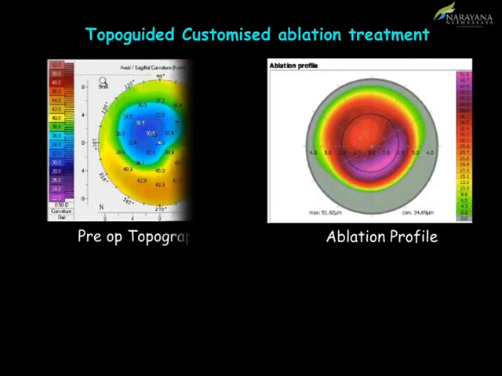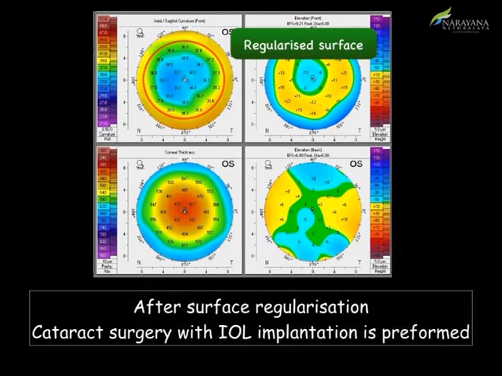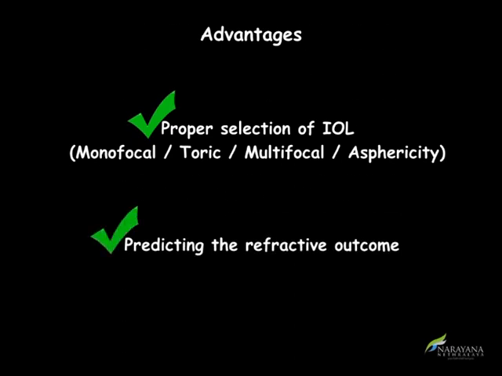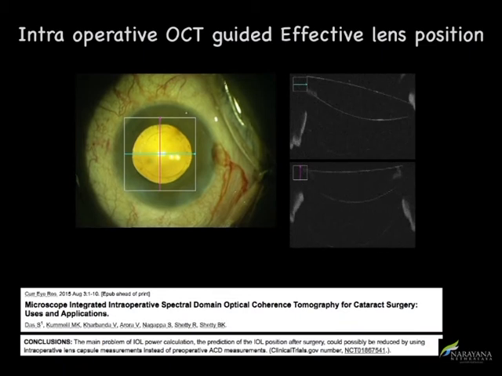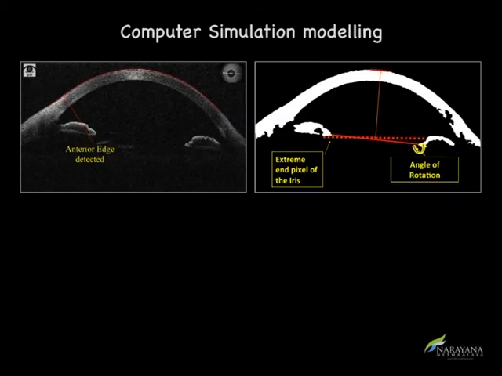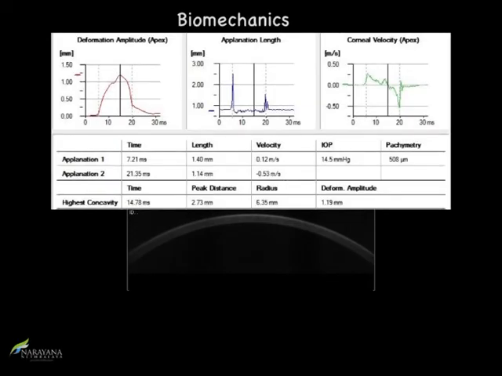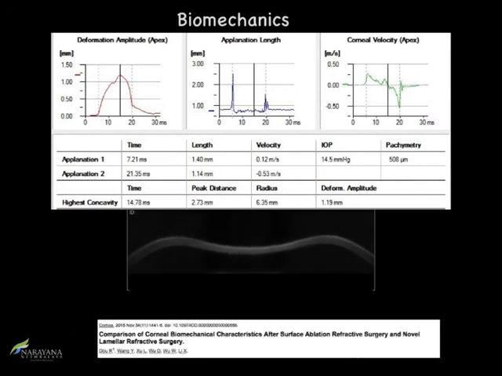A topo-guided, customized ablation treatment was planned. Post-treatment, the topography showed a regularized surface, and hence we proceeded with cataract surgery. This method not only helps us in selecting a more customized IOL, but also for a more predictive refractive outcome. To optimize our results further, we can use intraoperative real-time OCT-guided measurement of the effective lens position, or a computer-simulated modeling using intraoperative SD-OCT. The role of corneal biomechanics should also be kept in mind, as these are biomechanically weak corneas.